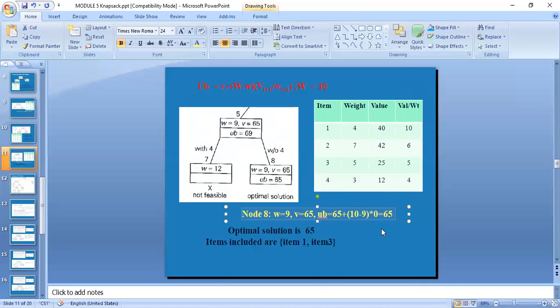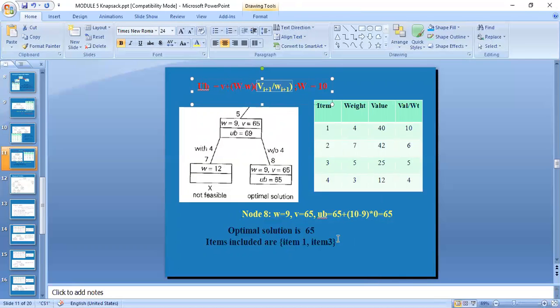Now what is this? That is nothing but Vi plus 1 divided by Wi plus 1. So what does this 0 indicate? 0 indicates that we are already in the 4th item. Now we are in the 4th item, there are no more items. So the ratio of the next item, if you see this part in this formula, there are no more items, so the value is 0. So 10 minus 9 is 1. 1 into 0, 0. 0 plus 65, the value is 65.